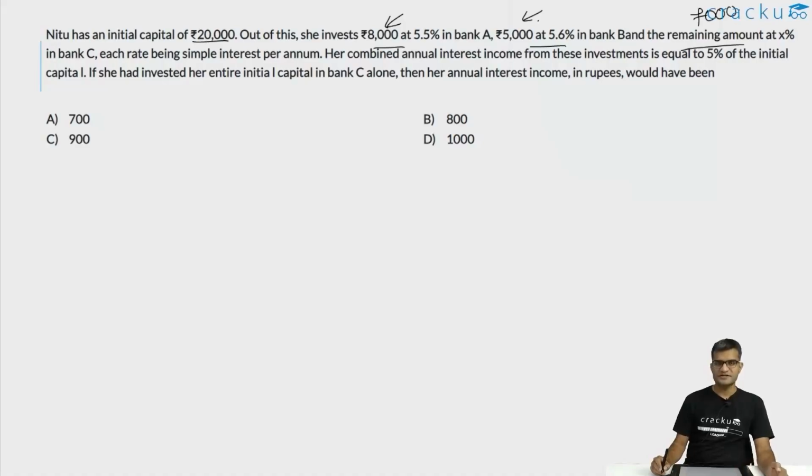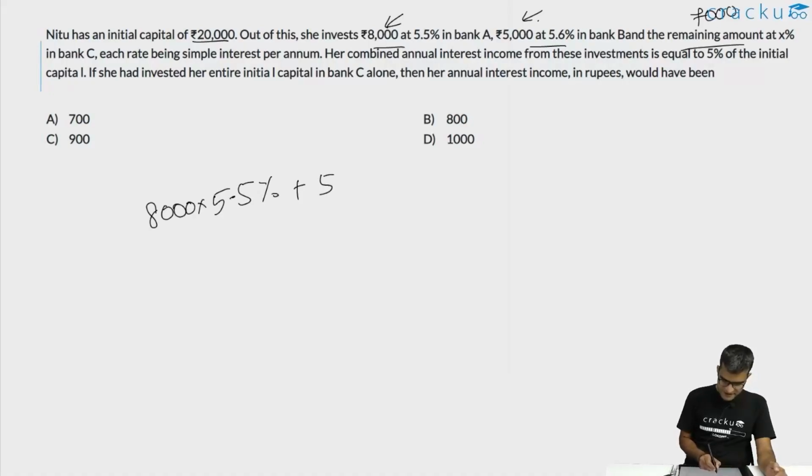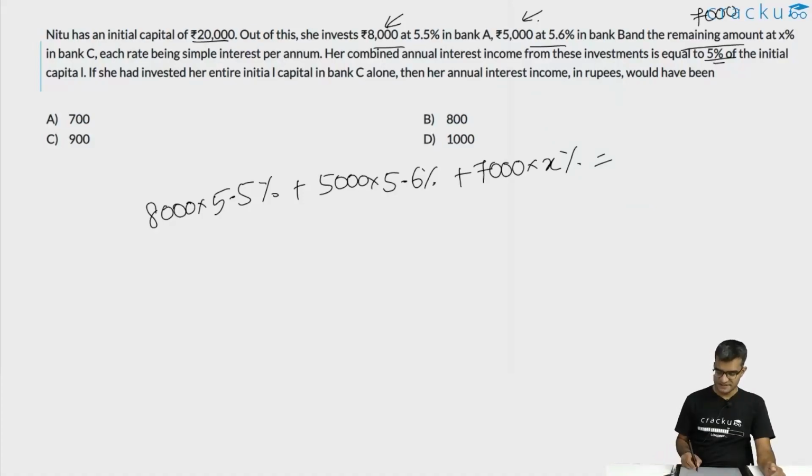So what is the total interest that she will get in 1 year? That will be 8,000 into 5.5% plus 5,000 into 5.6% plus 7,000 into X%. This we are told is equal to the overall interest rate of 5%. That is, this is equivalent to getting 5% on the entire 20,000. Using this, we can calculate the value of X%.